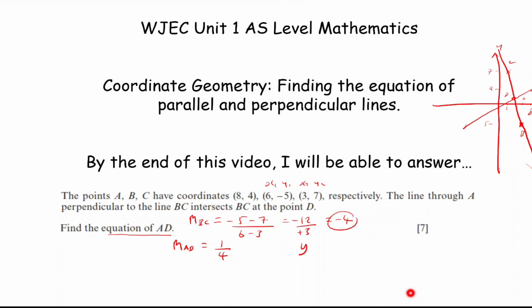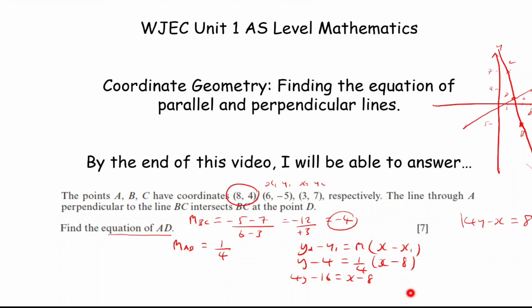And then the next step is to use the equation of a straight line, so y minus y1 equals m brackets x minus x1. We can use our A coordinates for that. So we have y minus 4 equals 1/4 times x minus 8, multiplied throughout by 4, so 4y minus 16 equals x minus 8. Bring the letters to the left, so 4y minus x equals, add 16 onto minus 8, which gives us 8.